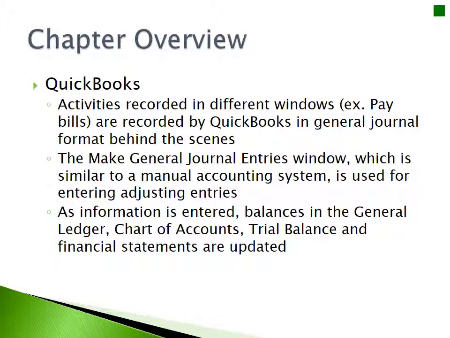In QuickBooks, activities are recorded in the different windows, like pay bills. Behind the scenes, QuickBooks records the activity in general journal format. QuickBooks uses the Make General Journal Entries window for adjusting entries. The Make General Journal Entries window is similar to a manual accounting system. As information is entered, the balances in the general ledger, chart of accounts, trial balance, and financial statements are updated at the same time. Thus, adjusting entries can be entered monthly.